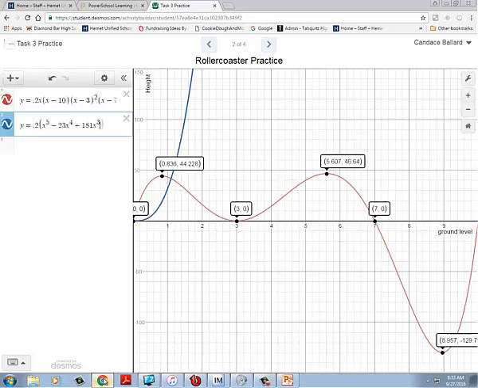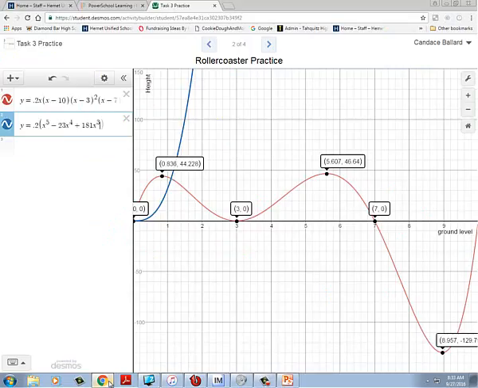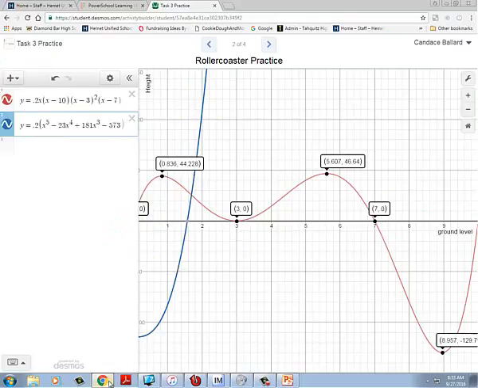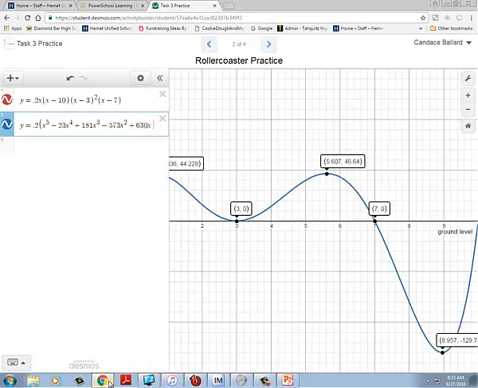All right. Not there yet, right? 573 and 630. So minus 573x to the 2nd plus 630x. What do you notice about the two graphs? Same. They're identical. So does Desmos check your work for you? Yes. So this should be identical to this.